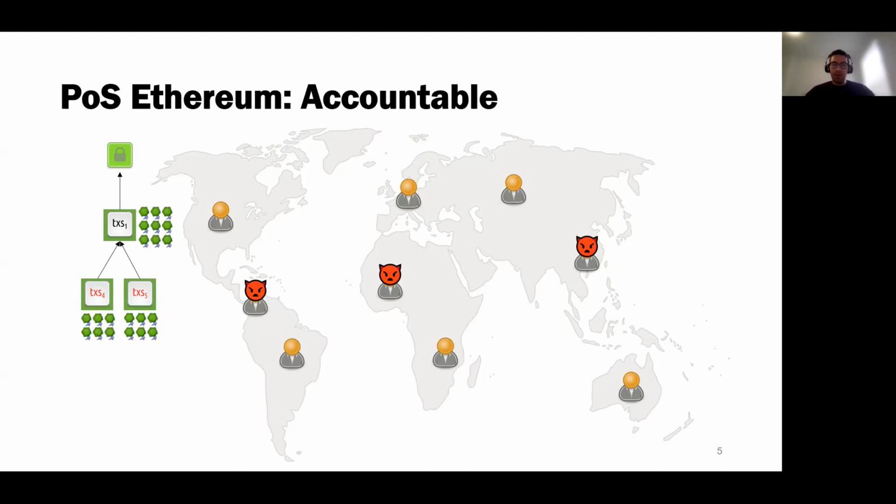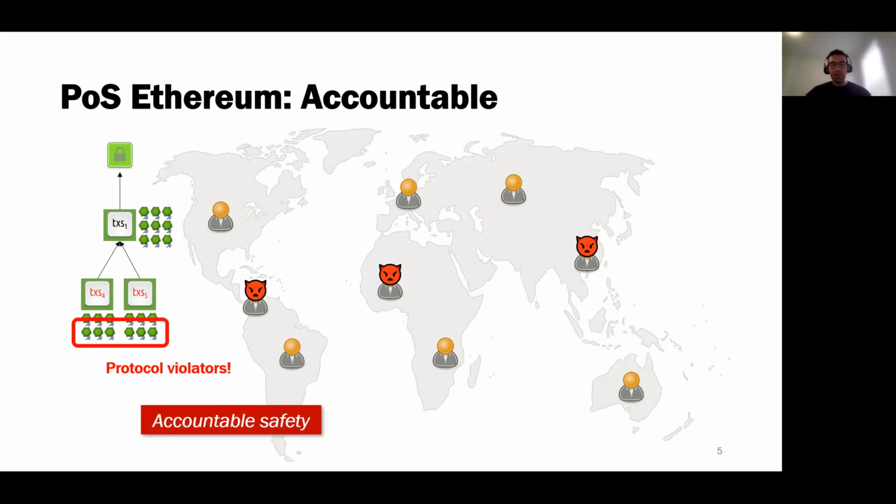Upon seeing this safety violation, observers of the system could inspect the votes. After inspecting the votes, they would notice that a fraction of the votes, those by the adversary, might have been double votes for the conflicting blocks. Thus, these observers would be able to identify that these adversarial validators have irrefutably violated the protocol rules. This is the property that we call accountable safety, or accountability for short.